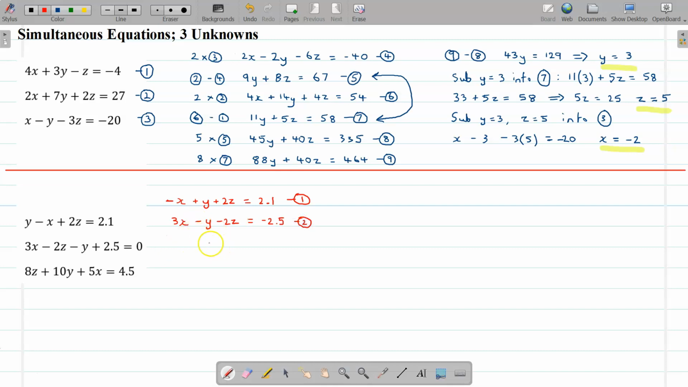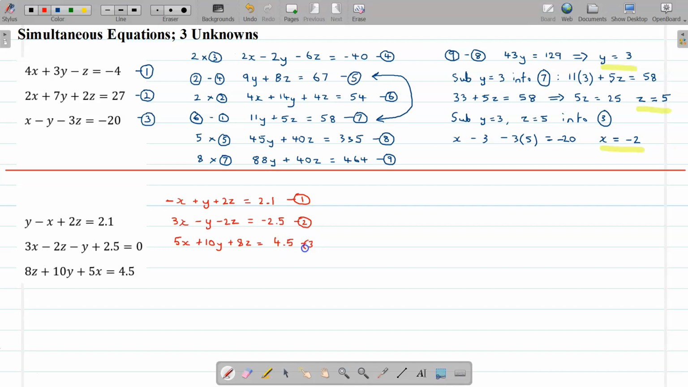And finally, I've got to make equation 3, which just means reordering everything. So the x term is at the front, 5x plus 10y and 8z, and that equals 4.5 for equation 3. Okay, so that was a fairly straightforward process just to rearrange the order of the variables. And that's equation 3.